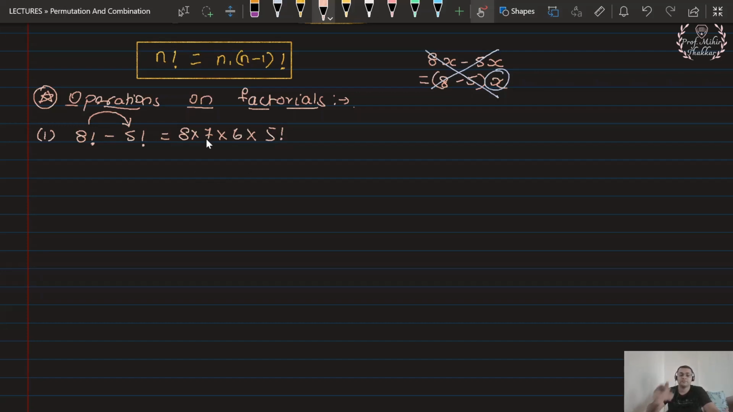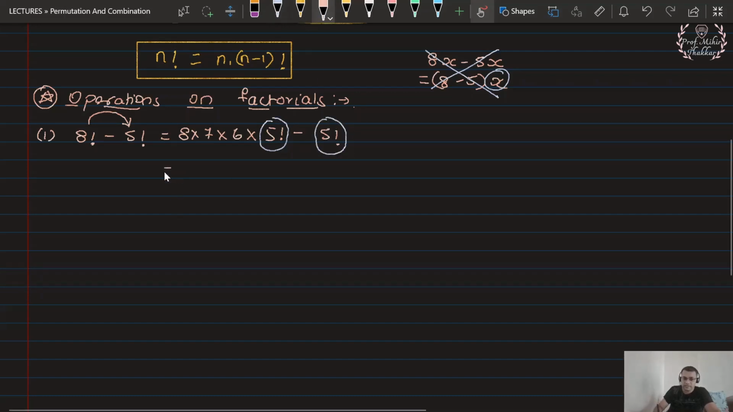The reason is that if I reduce it further, it will become 5 into 4 into 3 into 2 into 1, which ultimately results in a single notation, 5 factorial. And why do I do it like that? Because I have to subtract it with 5 factorial. So now I can take out the entire 5 factorial as a common element. When I take out 5 factorial as a common element, I will get 8 into 7 into 6 minus 1. So leave this 5 factorial.